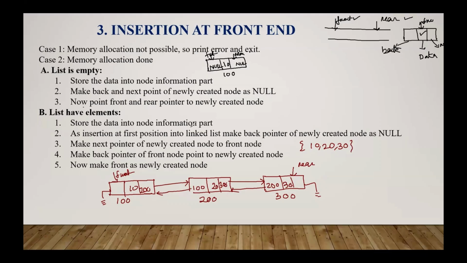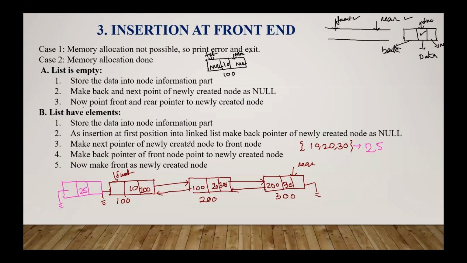So store the data after memory allocation, that is case B, where memory allocation is done. Now we first have to store the information. The information we want to store is 25. So we store the value 25 as an insert at first position, because we have to go for the front end position in the linked list. Make the back pointer of the newly created node null. So this is the back pointer, and you have to make it null.